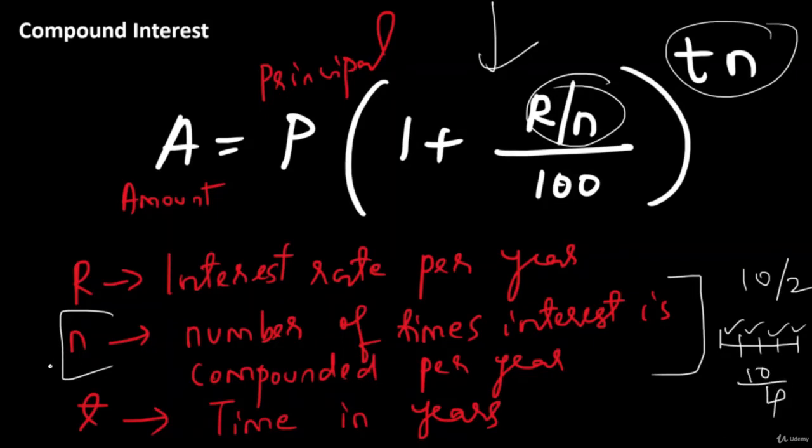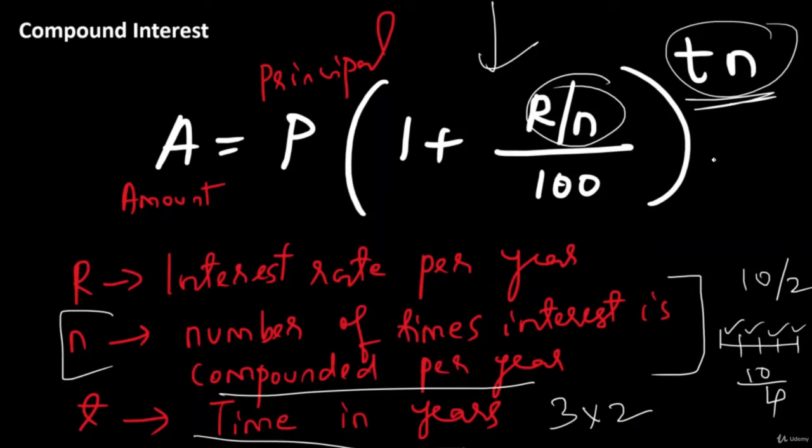So N is the number of times interest is compounded per year, and that's why you have R by N over here. And if it is for T years, say it's 3 years, and let's say that it's compounded half yearly, so you have to do 3 into 2. N would be 2 if the interest is compounded every 6 months, because 6 months occurs 2 times in 1 year. So over here you have 3 into 2.